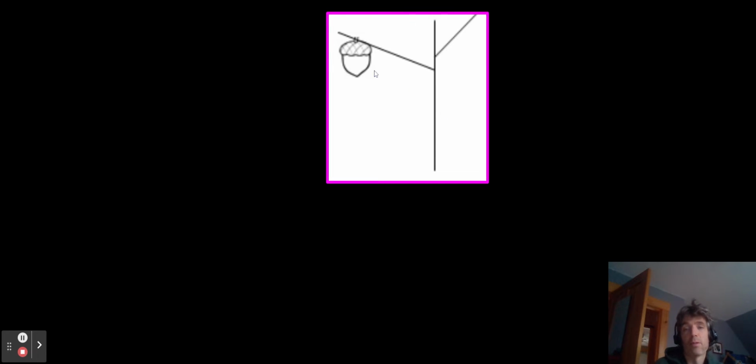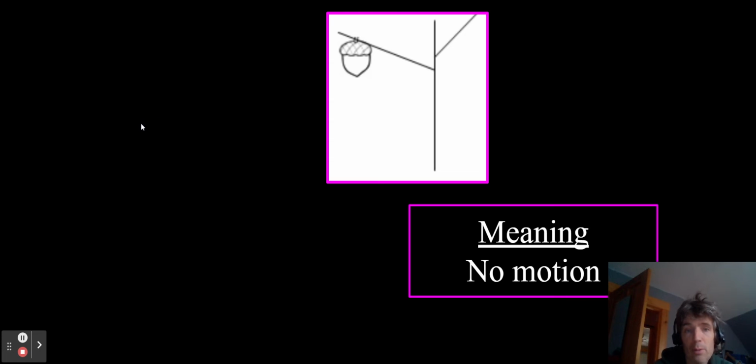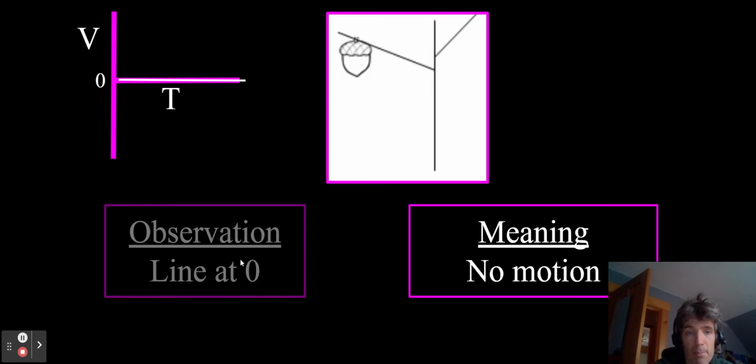Now, here's our first example of what an object's doing. In this case, the object is not moving. So whatever line we draw needs to mean it's not moving. Here's the line we're going to draw, a line right on the axis. That means it has a zero velocity, it's not moving.